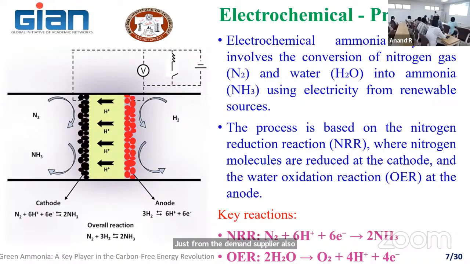So the electrochemical reactors, you can see here, involve the conversion of nitrogen and water into ammonia using electricity. Here, the input, you need an electrolyte, you need an anode, you need a cathode, you need a medium for the anode, you need a medium for the cathode. In order to aid the reaction, you need electricity.